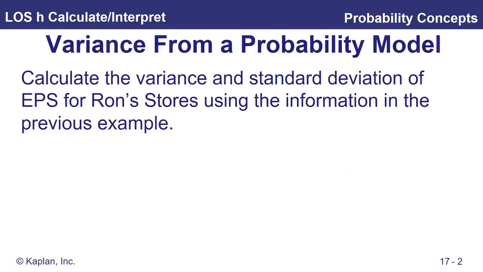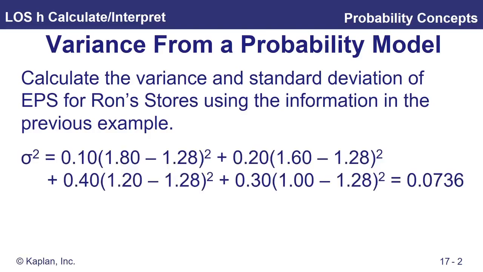And it asks us to calculate the variance and standard deviation for Ron's Stores. Now we've actually already got the information in our calculator to compute this. But we're going to do it the old-fashioned way, first of all. So notice what we're doing is we're taking each variable, comparing it to the mean, squaring it, and then multiplying by its probability. And then we're going to sum that for all observations. So the first outcome was an EPS of 1.80. So 1.80 minus 1.28, square the difference and multiply that by the probability of that outcome occurring, which is 10%.